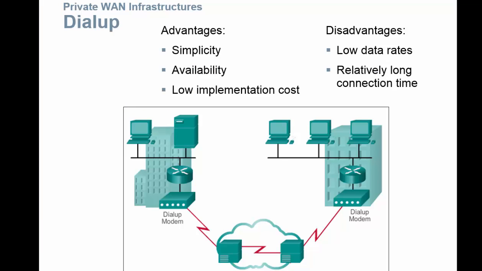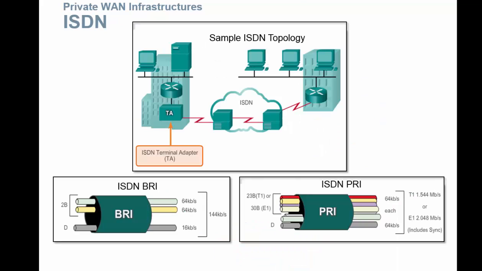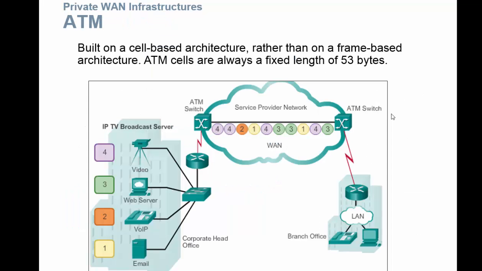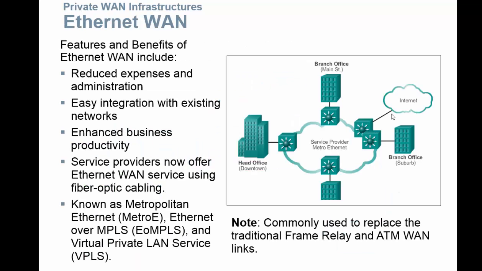Okay, let's look at dialup. We have our advantages. It's simple, it's typically available, and it's usually low cost to implement. Our disadvantages are low data rates, or it's slow, and a relatively long connection time. With ISDN, here's an example of our ISDN network. We have frame relay. We have ATM. We have our Ethernet WAN.